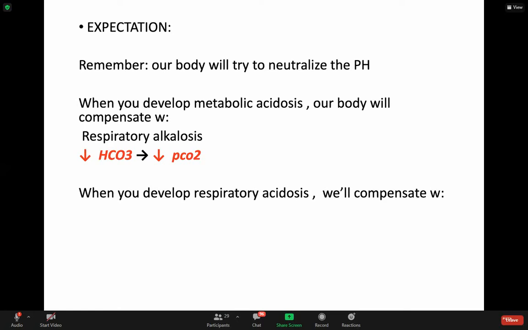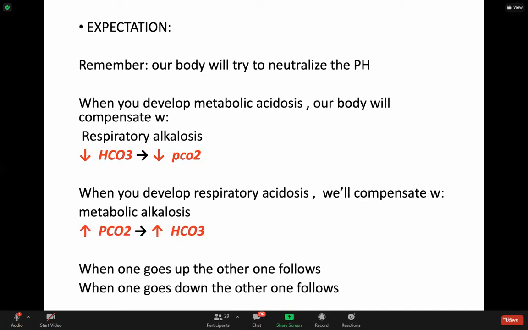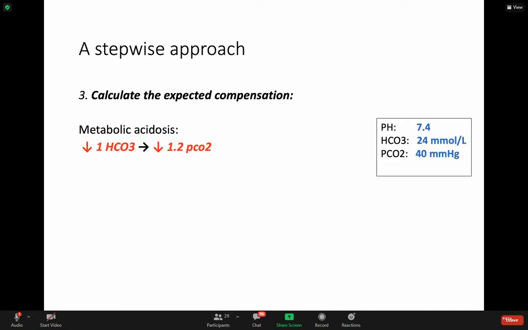طيب زين. So yes, so when we develop respiratory acidosis بنحاول نعوض عن طريق الميتابوليك الكالوسيس. معناته لما يطلع عندي البي سي او 2 المفترض يطلع عندي البايكارب. So when one goes up, the other one follows. When one goes down, the other one follows. Okay. So then we will calculate the expected compensation.